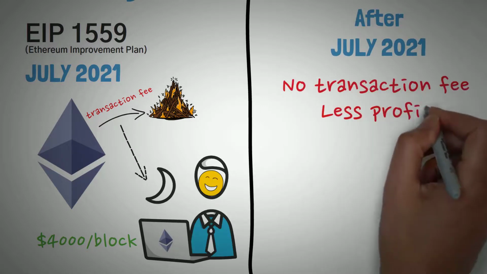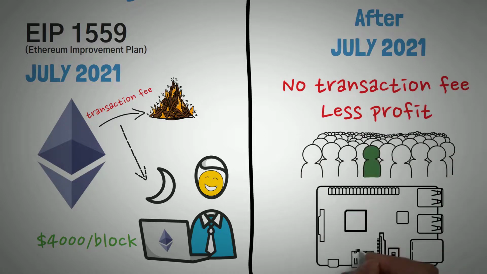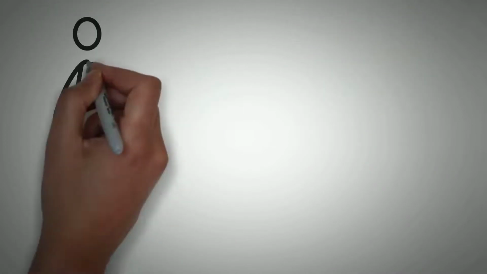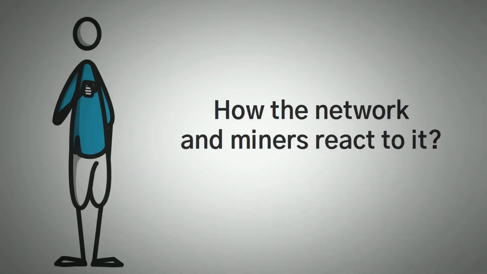This means mining could be less profitable, which could mean less miners and also less expensive GPUs due to supply and demand. I don't want to give my personal opinion on this, but it will be very interesting to see whether this actually gets implemented at all, and if it does, how the network and the miners will react to it. And ending this video, I want to answer the main question.